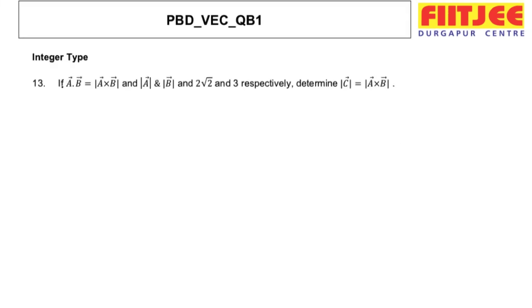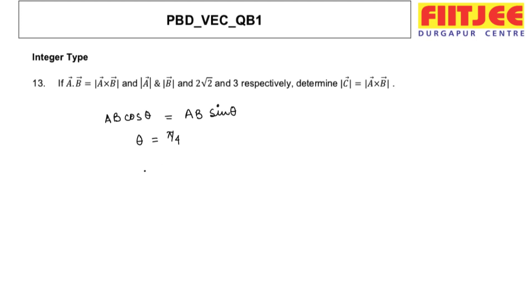Type question. The first question is, if A dot B is mod of A cross B, and A and B vector, the magnitude of them are 2 root 2 and 3 respectively, then determine mod of A cross B. That means also dot product of A and B. Okay, what is dot product of A and B? It is A into B into cos of theta, that is equal to cross product, which is A into B into sin theta. So clearly it says that sin theta equal to cos theta only give you theta is equal to pi by 4 or 45 degree, right?